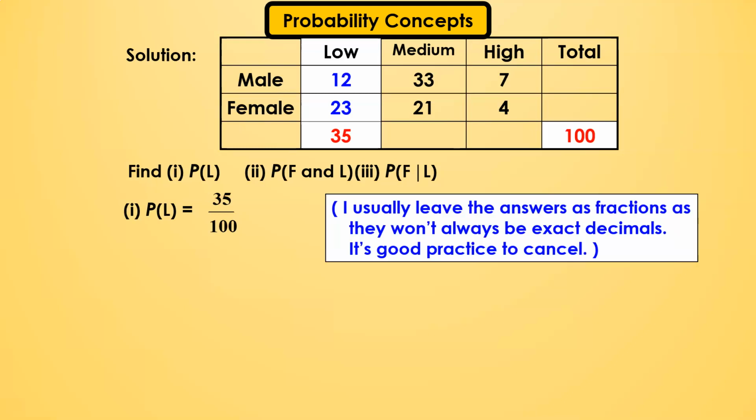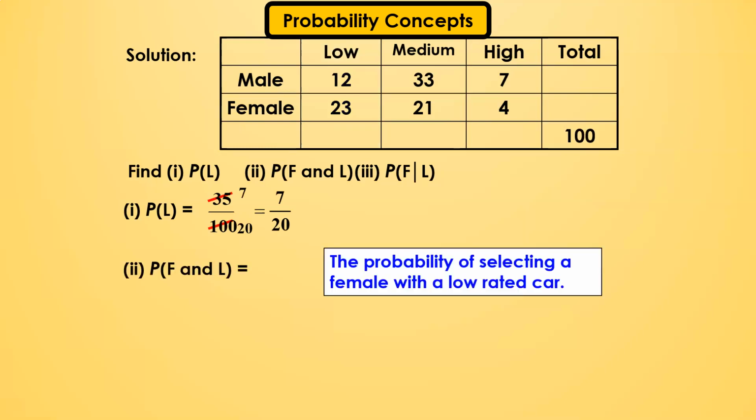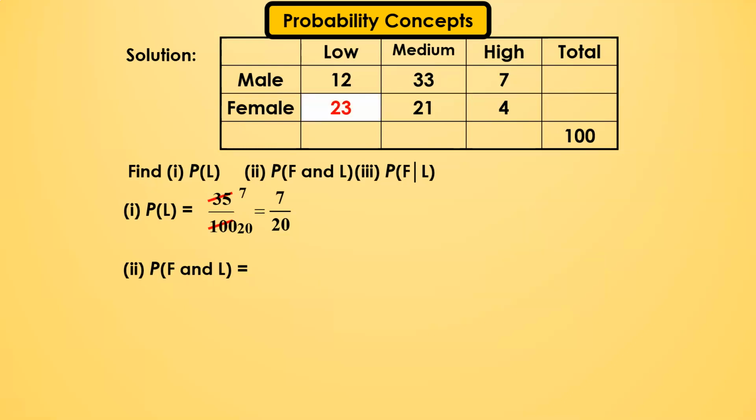Sorry, that was just stating that we normally keep them as fractions, as sometimes they don't make exact decimals. It is good practice to simplify, but it's not necessary. So 7/20. Part 2, we've got the probability of selecting a female, and they have a low consumption car. So that's 23. 23 females have a low consumption car, and that is out of 100.